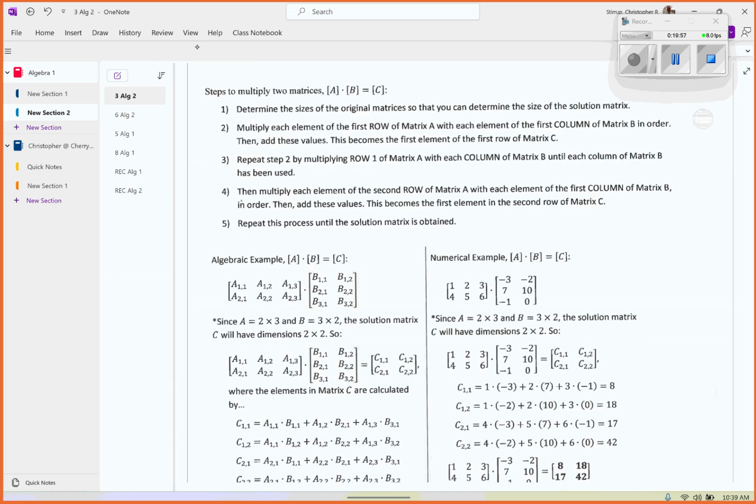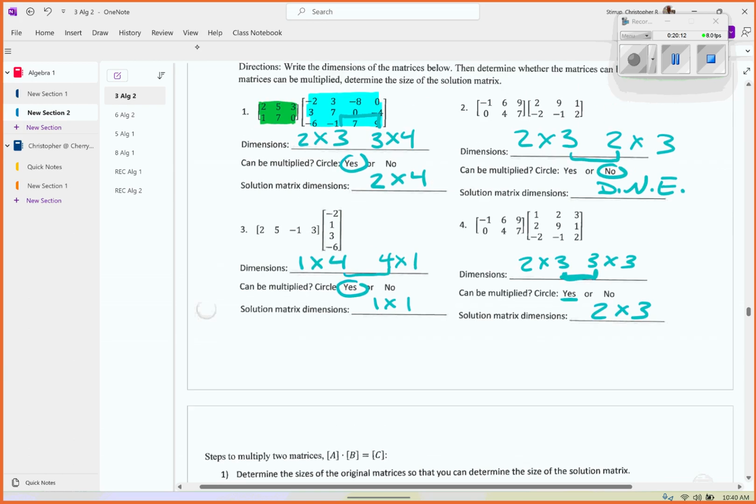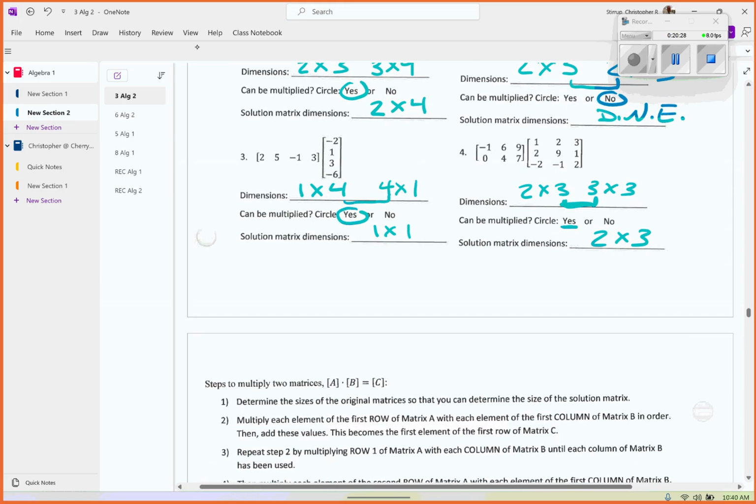All right. So let's go slow. It says determine the size of the original matrices so we can determine the size of the solution matrix. Hey, that's what we just did on the previous page. Fist to 5 if you understand what we did on this last page. Inside dimensions good. 4-3. I like it. All right. So that's what step 2 is.